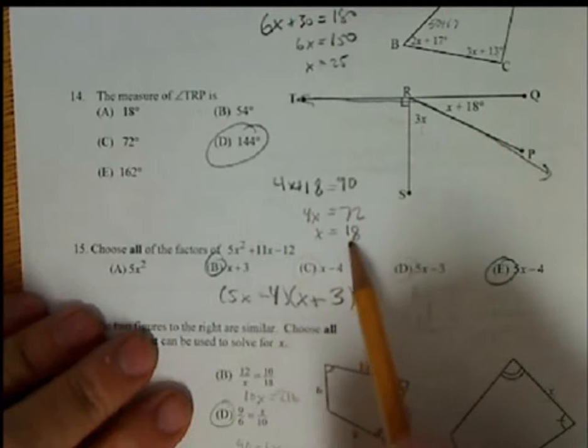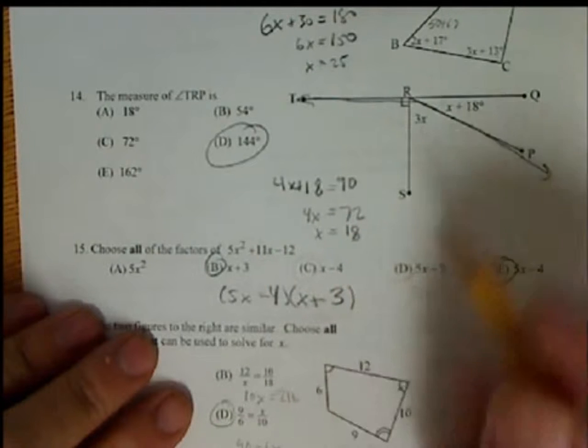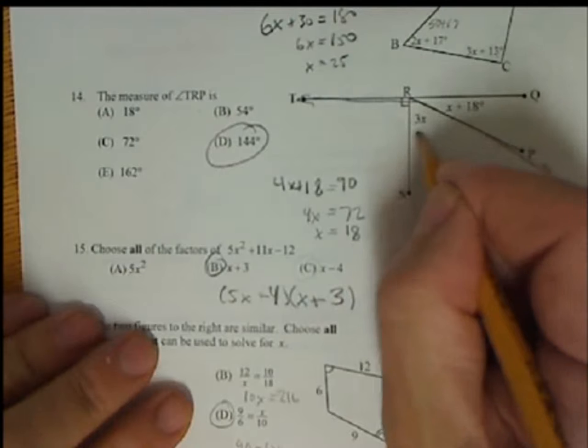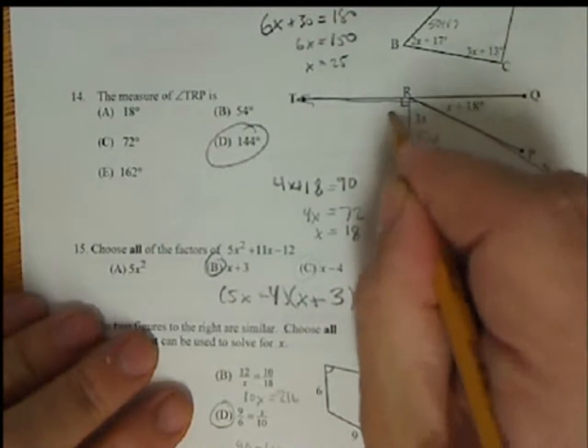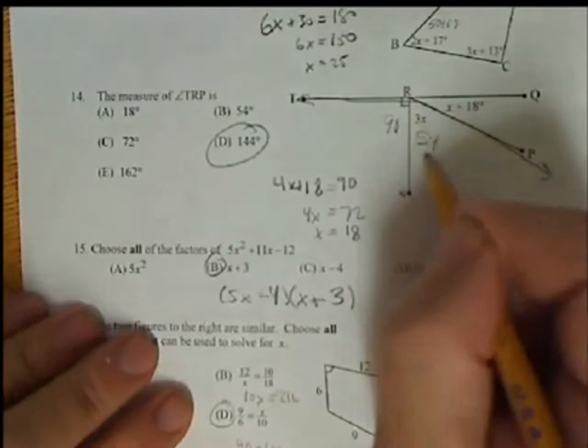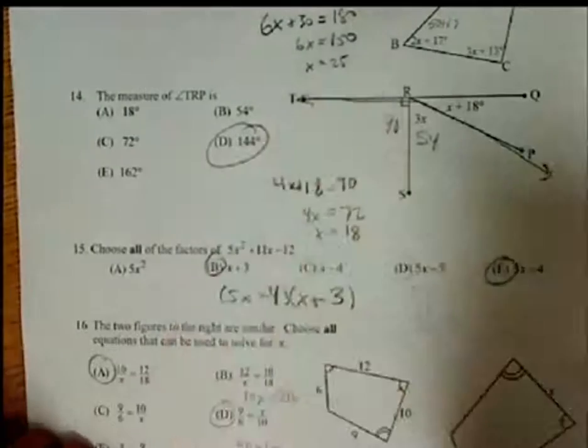Solving it, I end up with x equals 18. So if that's 18, I could plug in 18 right here. This is 54. This was 90. The angle is combining those. 90 plus 54 is 144.